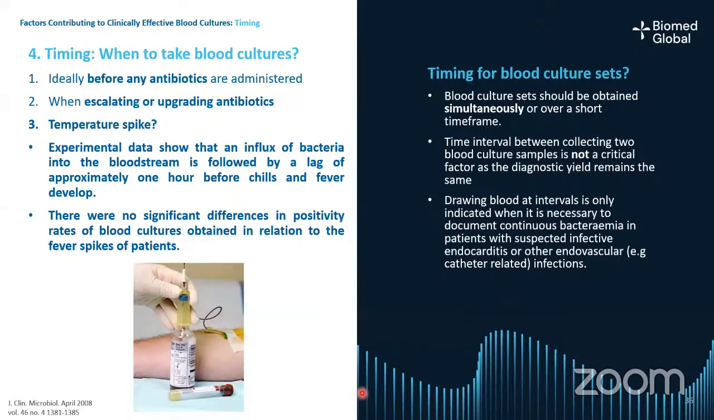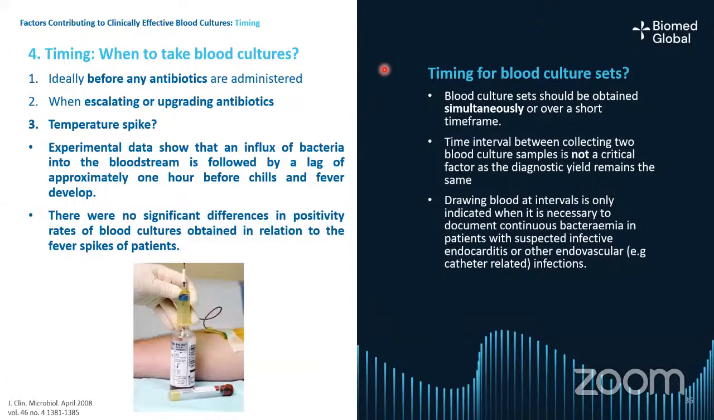Next, let's take a look at timing for blood culture sets. When I mention sets here, it is as per CLSI guidelines, which state that for all routine blood cultures, you need to take at least 2 sets from 2 different sites.